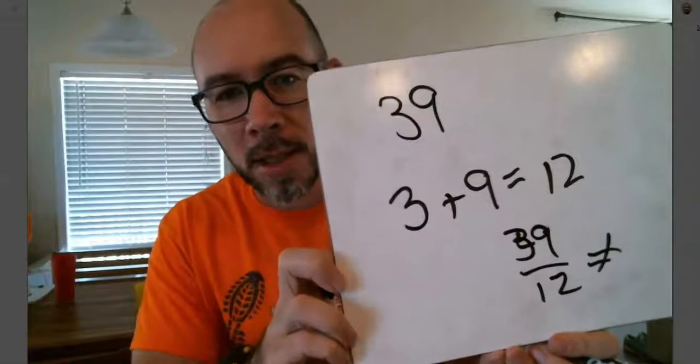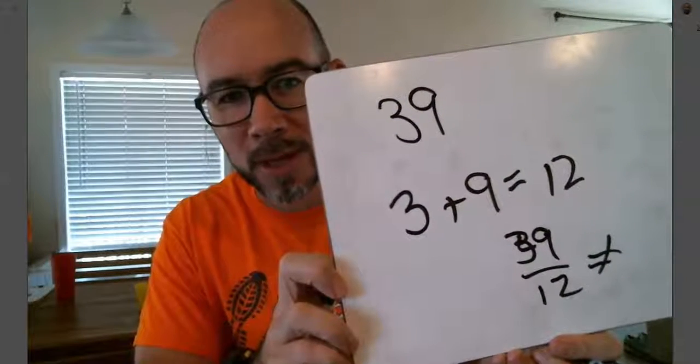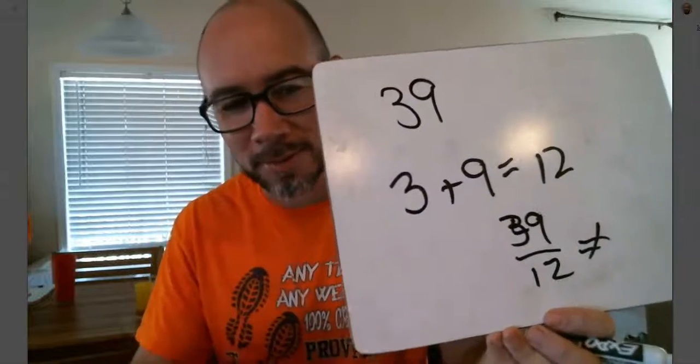So last year was unfortunate. You were 39. 3 plus 9 is 12, and 39 divided by 12 is not a whole number. Trust me on that. I'm a mathematician.